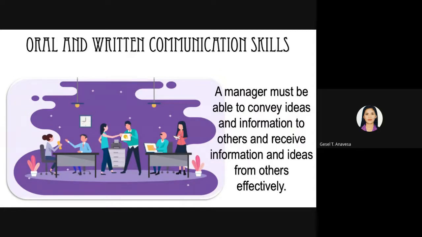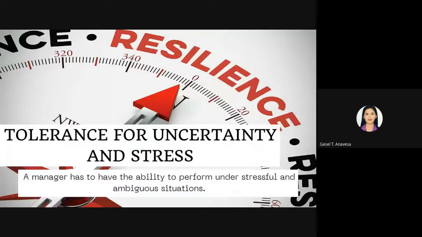Okay? And then, tolerance for uncertainty and stress. So, a manager performs a lot of work. Okay? That's the responsibility. Maka-face siya mga difficult challenges o mga unexpected na mga paghitabo. So, with this situation, a manager has to have the ability to perform under stressful and ambiguous situation.